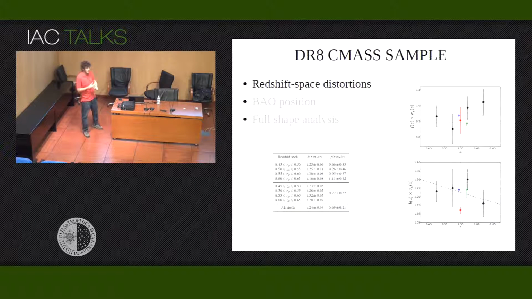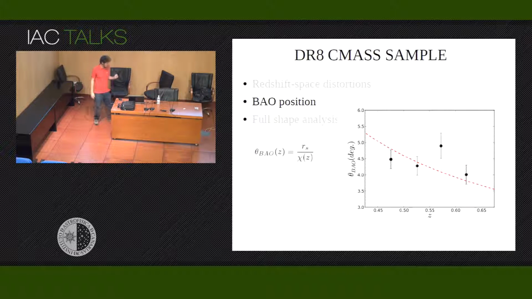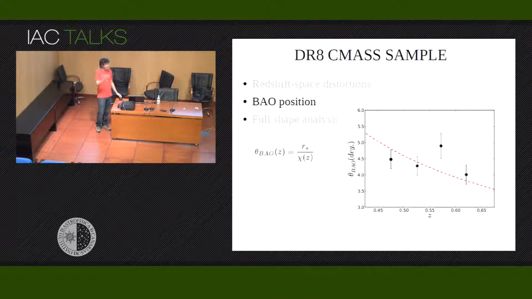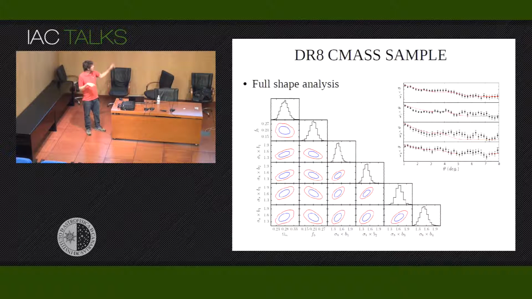So we looked for the redshift space distortion. To do that, we fixed cosmology to a fiducial cosmology and looked for this effect of the redshift space distortion. Also, we looked for the BAO position with an analytic approach. And this is a kind of novel analysis that we did on the CMASS sample, because previously the angular correlation function was used only to look for the BAO position, but no one had done a full shape analysis of the correlation function before. So with this paper we saw that we were able to obtain cosmology with photometric data.